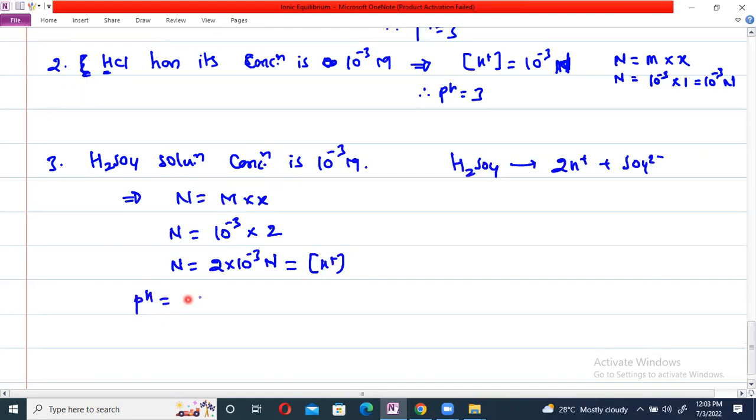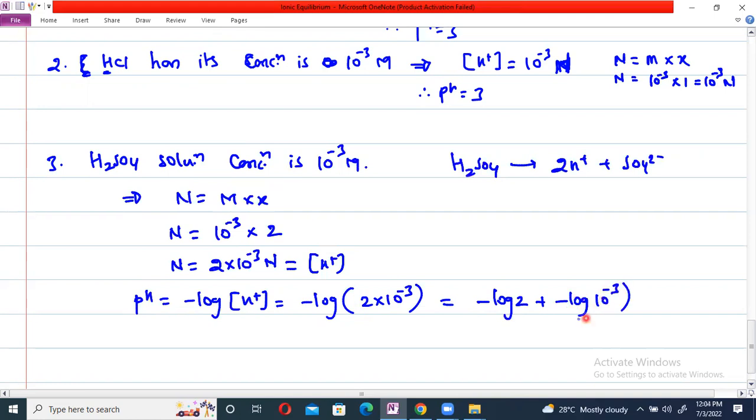And now we can use pH equals minus of log of concentration of H plus, minus of log of 2 into 10 to the power of minus 3. But log A into B can be written as log A plus log B. So minus of log 2 plus, into minus of log 10 to the power of minus 3.